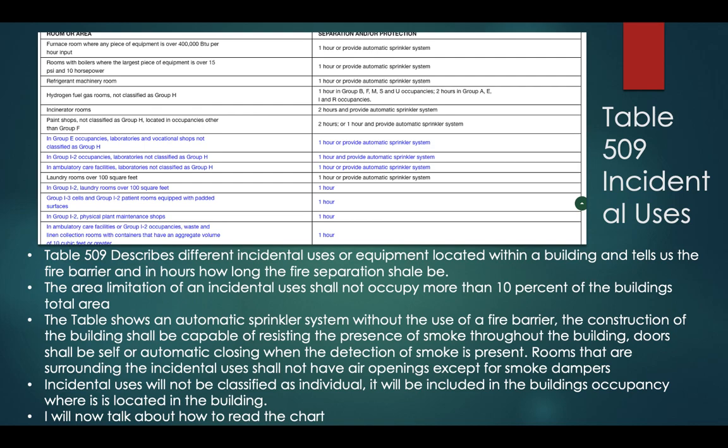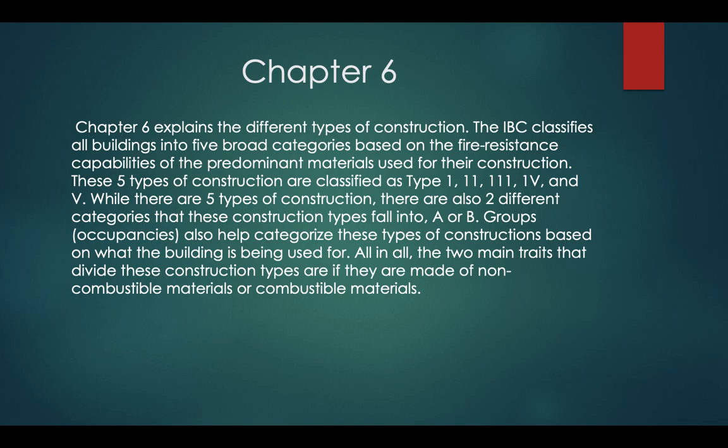And then now we'll talk about how to read the chart a little bit. And actually, so Chapter 6 explains the different types of construction. The IBC classifies all buildings into 5 broad categories based on the fire-resistant capabilities of the predominant materials used for their construction.